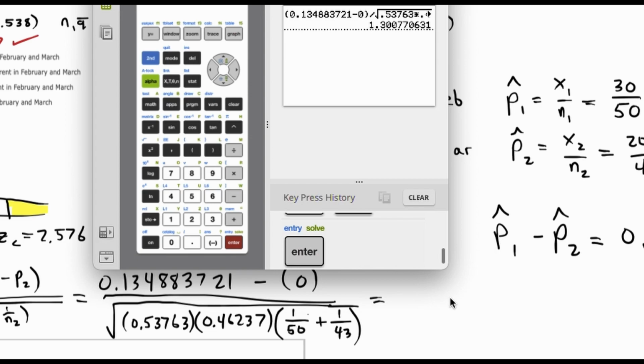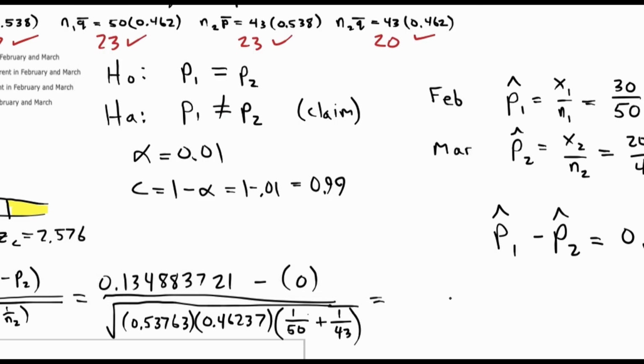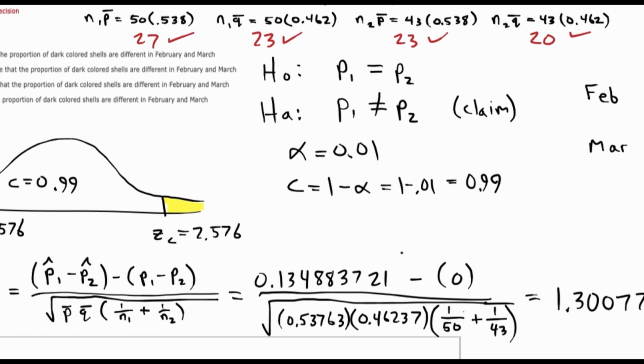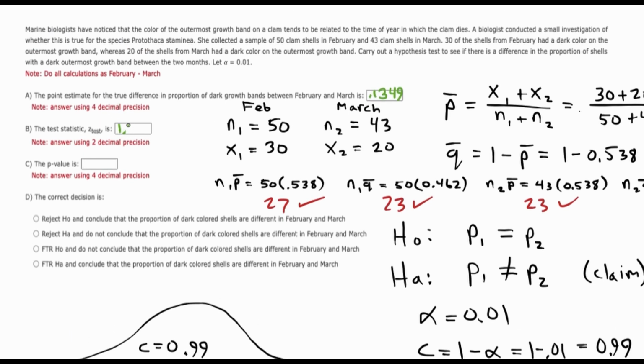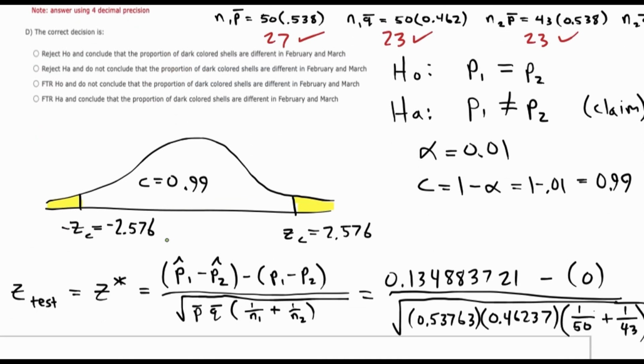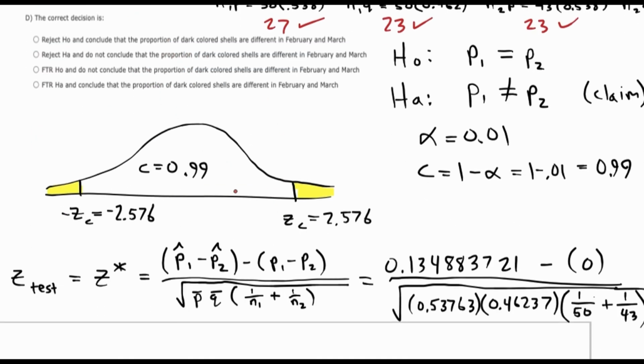Alright, looks like I'm getting 1.30. So that value would go here. Alright. So am I in the rejection region? Apparently not. We're between 0 and 2.5, so we're right around here with our test statistic. That's going to be Z star.